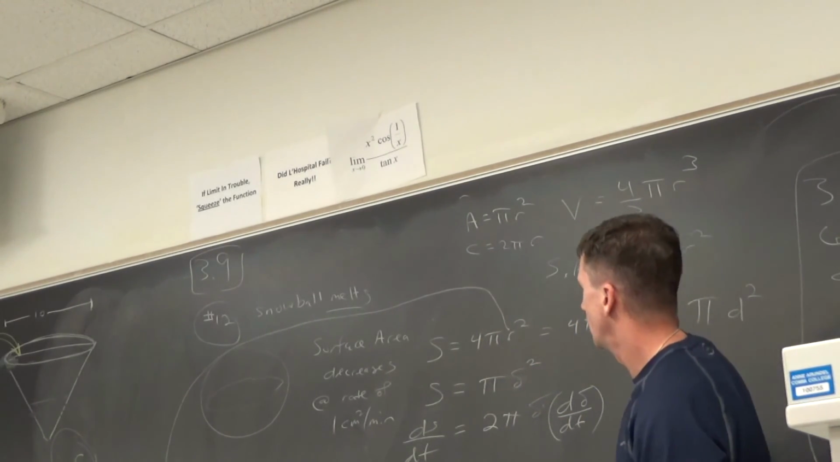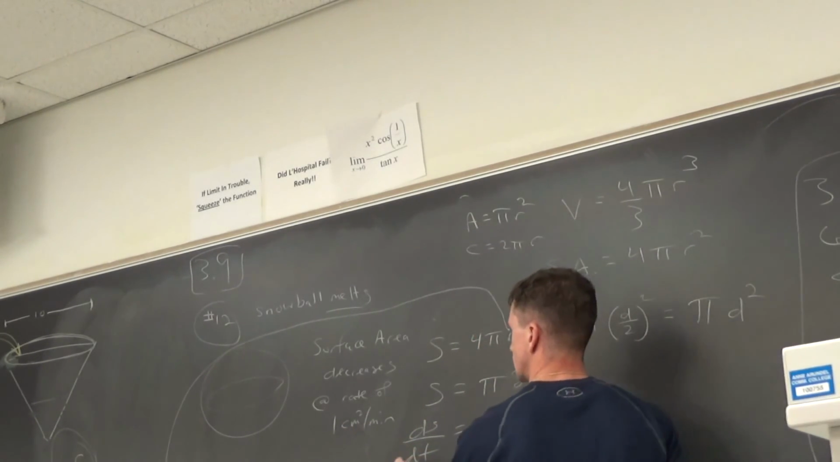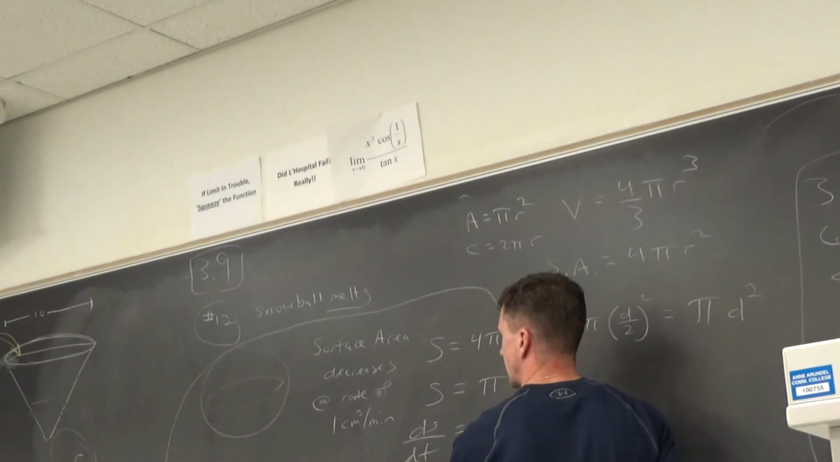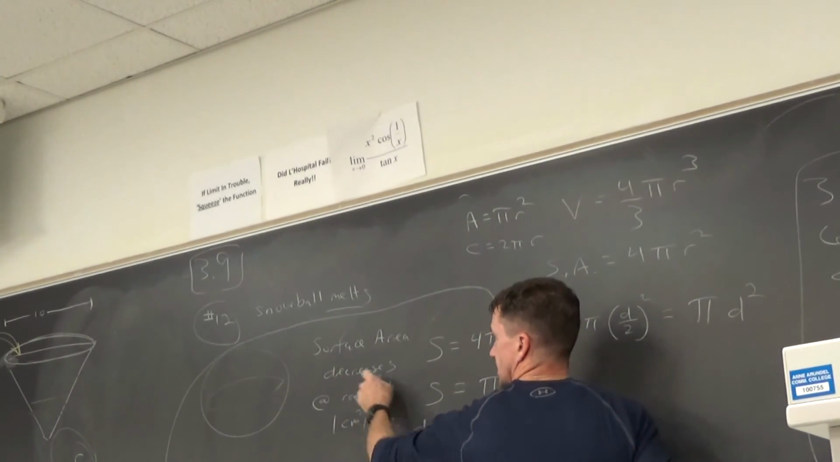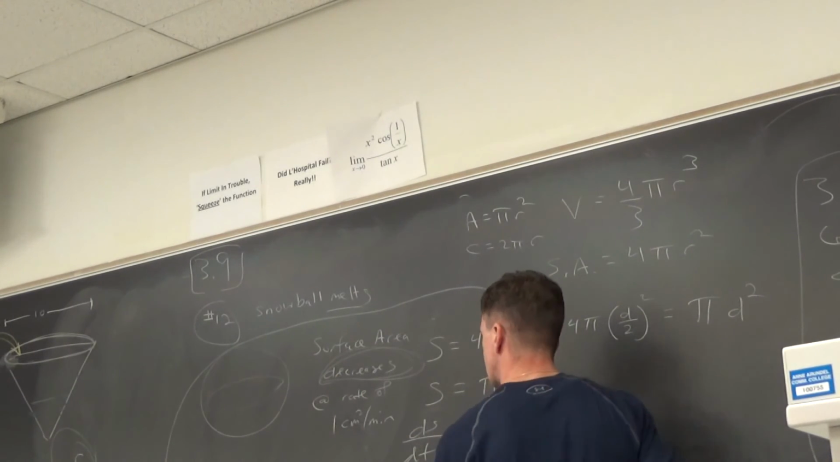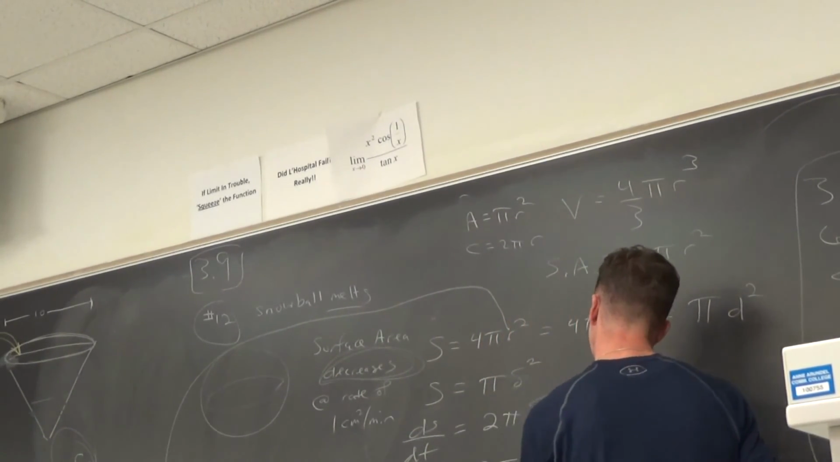Now, where does this negative one go? Surface area is decreasing, right? So that's it. And is it positive or negative? Negative. Man, you're good. Everyone agree? Look, Nick. Diameter decreasing. 2 pi.